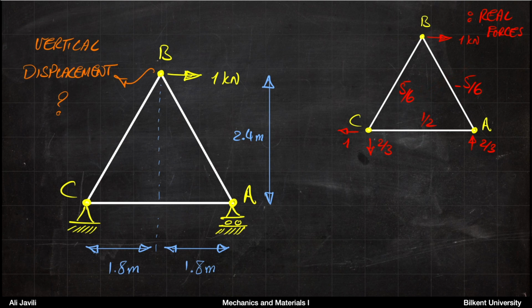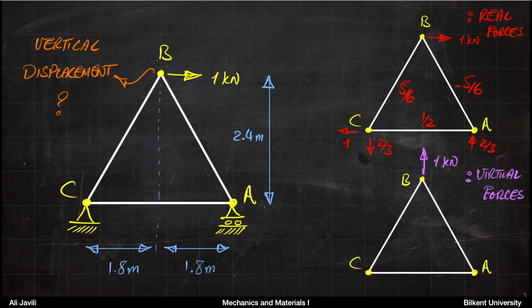Then because you want to calculate the vertical displacement at point B, we apply a force of 1 kilonewton, or 1 again, at point B in the vertical direction. And then you calculate the internal virtual forces due to the 1, which are shown here. Again, from the two supports, you should get 1/2 each downwards due to symmetry. And then you can calculate the forces within each member from the method of joints that we had previously.